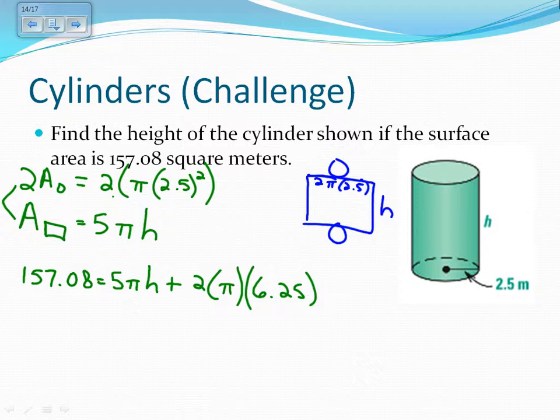Yeah. So clean this up a little bit more. 157.08 equals 5 pi h plus 12.5 pi. You can solve that, right? I don't have a calculator, but you can solve that. This would become some decimal. Subtract it from both sides. I don't want to do it without a calculator. I could, it's just a waste of time. Any questions on how we set this one up?